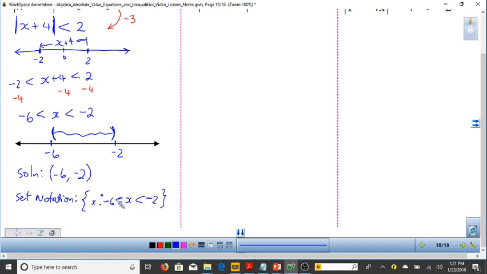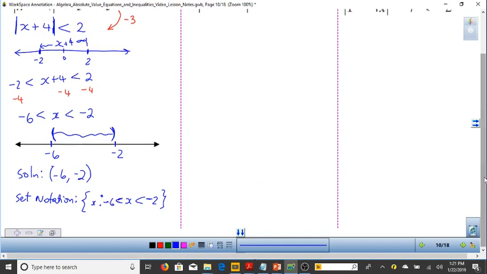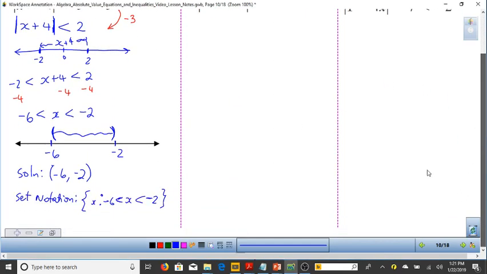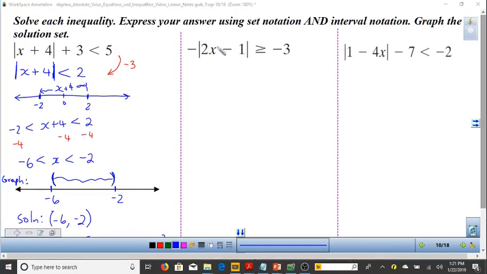I will check one example in between. So a number between negative 6 and negative 2 is, say, negative 3. Negative 3 plus 4 is positive 1. Absolute value of 1 is 1. 1 plus 3 is 4. And 4 is less than 5. So that was a quick check right there. So this one here, by the way, is the graph, and I drew the shaded region above the graph so it's visible. Now let's go on to the next example.